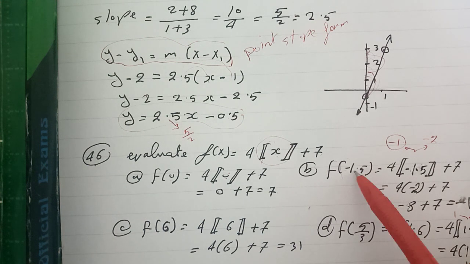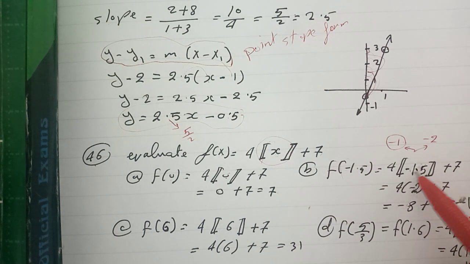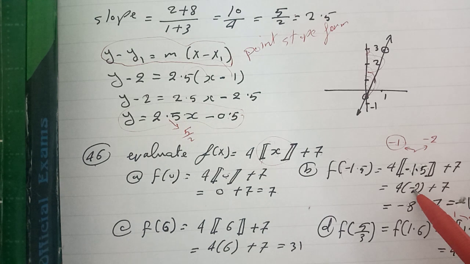But f(-1.5). The -1.5, the least integer, it's between -1 and -2. So the least of them is -2. This is why I have chosen -2. So multiply 4 times -2 plus 7, you will get -1.